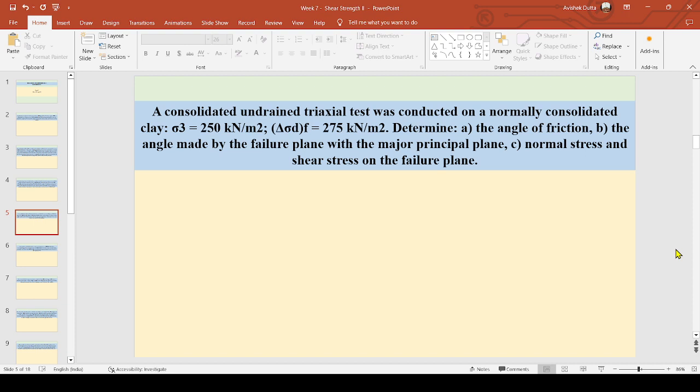I'll repeat the question once. A consolidated undrained triaxial test was conducted on a normally consolidated clay. Sigma 3 equals 250 kN/m². Delta sigma d at failure is 275 kN/m². Determine the angle of friction, the angle made by the failure plane with the major principal plane, and the normal stress and shear stress on the failure plane.